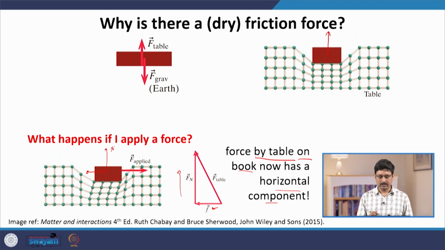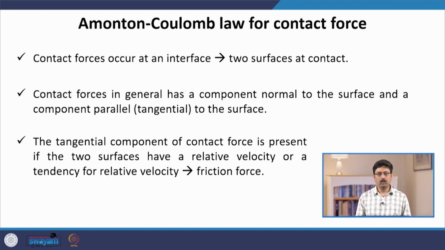A contact force in general between two solid surfaces in contact has two components, one which is perpendicular to the surface of contact, and second which is horizontal to the surface of contact. By convention, the perpendicular component is called the normal force and the horizontal component is called friction. So, this contact force in general has a component normal to the surface and a component parallel or tangential to the surface.